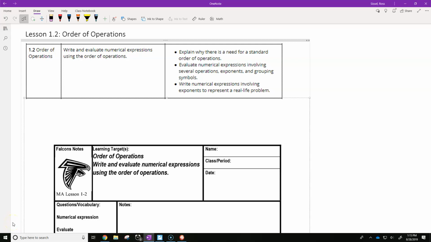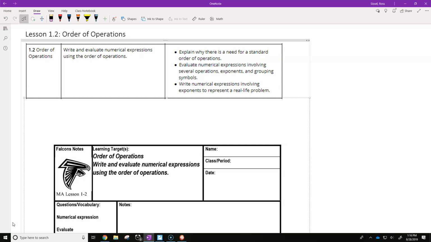Right, so we just went over our morning work. Remember, morning work: right when you walk in the door, fill out your planner, turn in homework if you have it, and do your morning work. Today, we are working on lesson 1.2, order of operations.